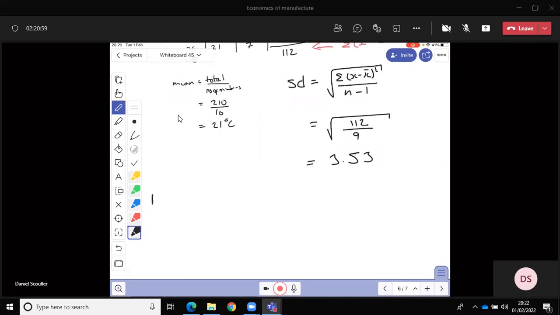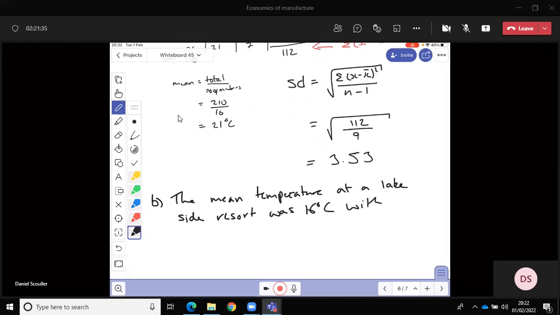Let's look at part B. Typical part B: the mean temperature at a lakeside resort was 16 degrees with a standard deviation of 1.8. Make 2 valid comparisons.